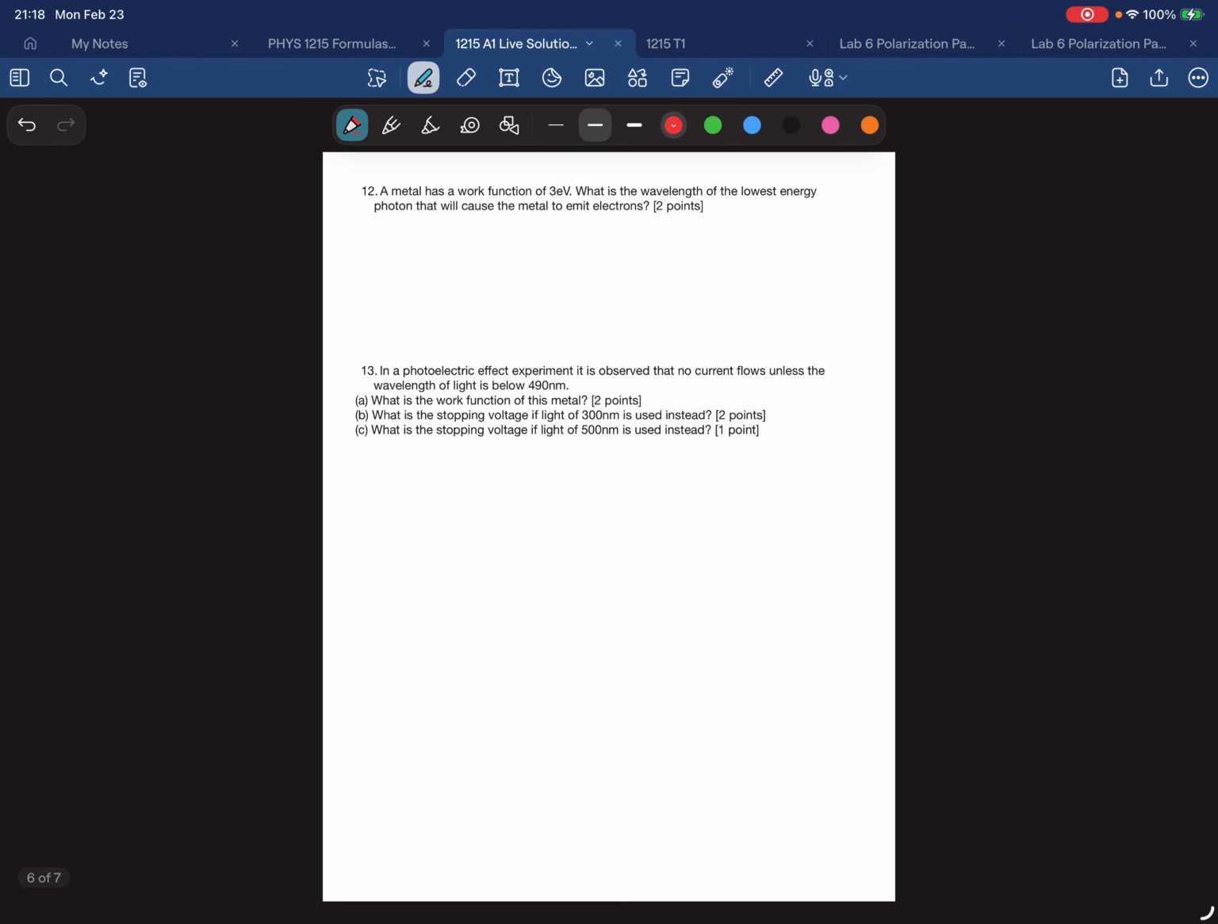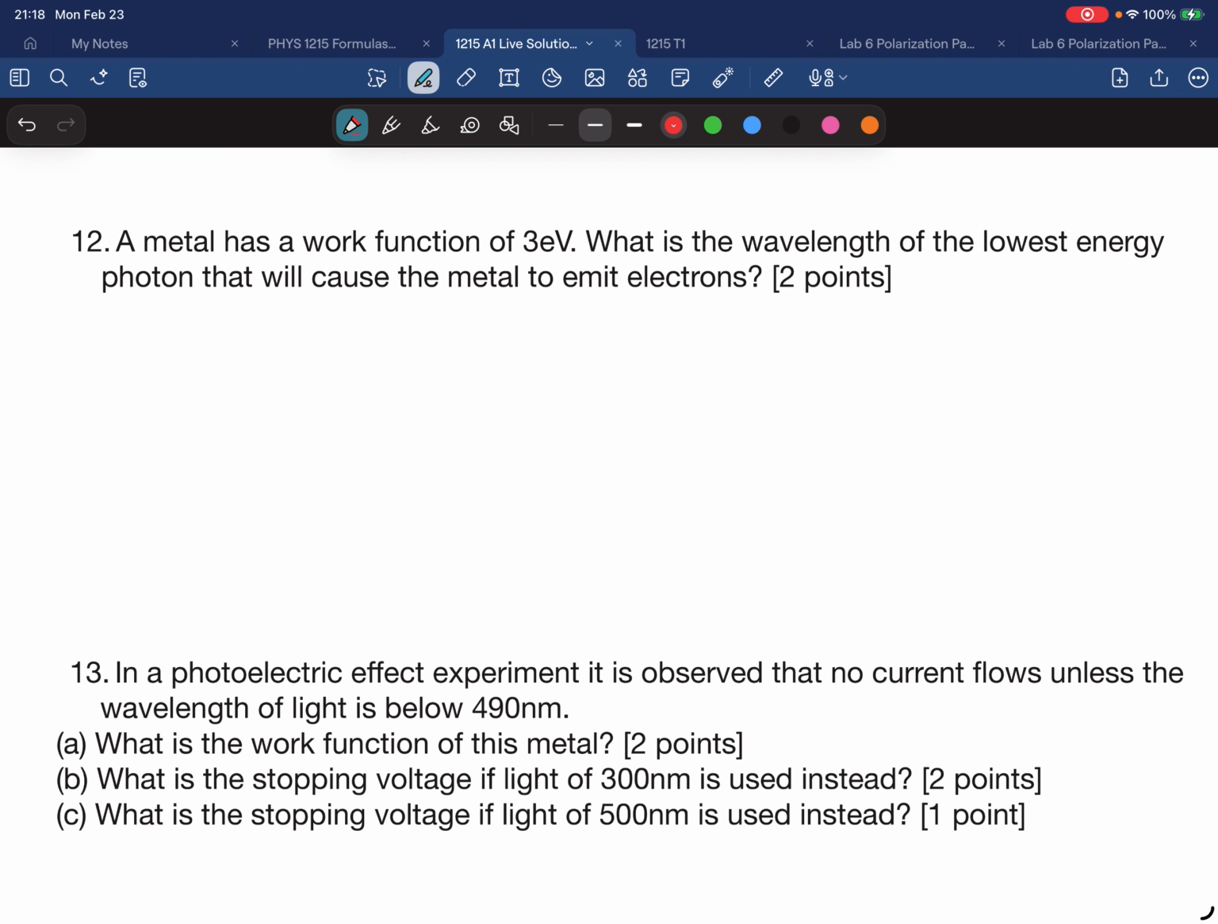Moving on, last page, number 12. A metal has a work function of 3 electron volts. What is the wavelength of the lowest energy photon that will cause the metal to emit electrons? So we have a work function question. You are not asked about the stopping potential or the kinetic energy at all. So we are just going to use this equation.